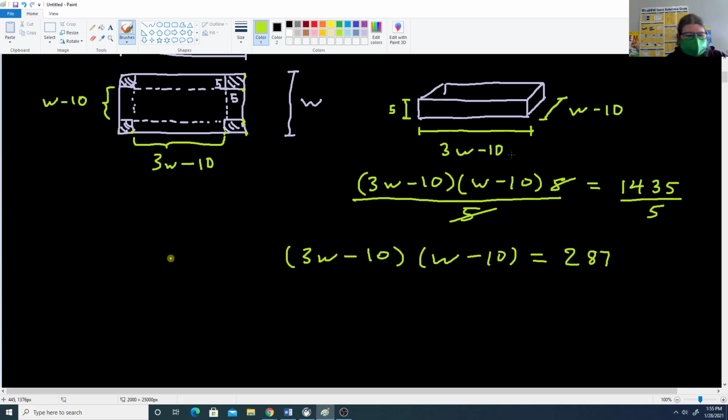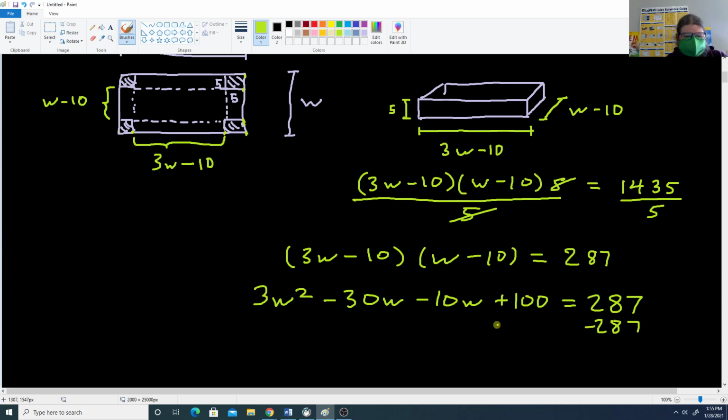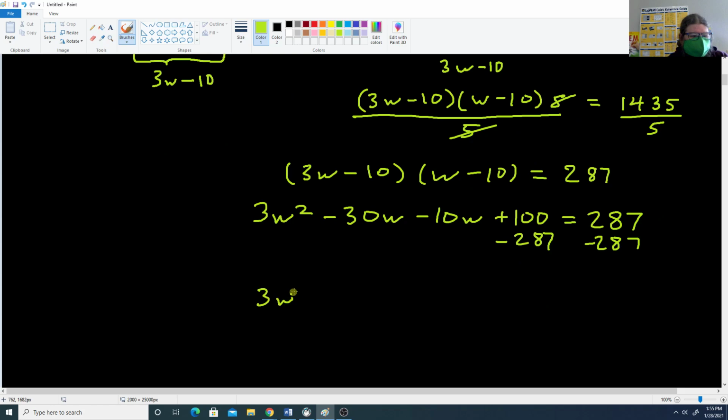Then we'll FOIL out this term. 3W times W is 3W squared. Outer will have minus 30 W's. Inner will have minus 10 W's. Last, negative 10 times negative 10 is a positive 100. That equals 287, so we'll subtract the 287 across. We'll get 3W squared, negative 30 minus 10 is negative 40W, and then 100 take away 287 is negative 187. So that equals 0.